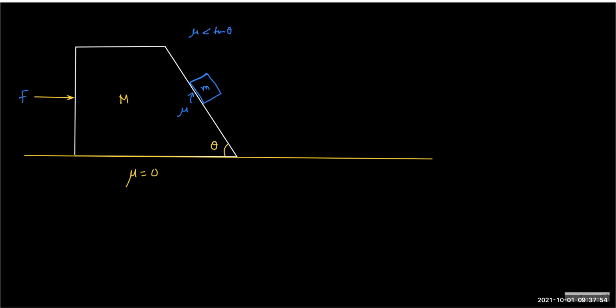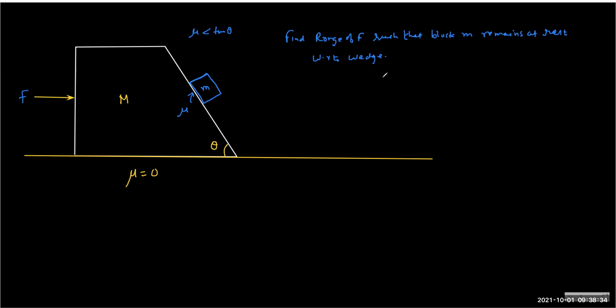Now the question is to find F minimum to F maximum. So what is the minimum value of F and what is the maximum value of F? I want to find the range of F such that block M remains at rest with respect to the wedge. Now this was the actual question I wrote earlier.